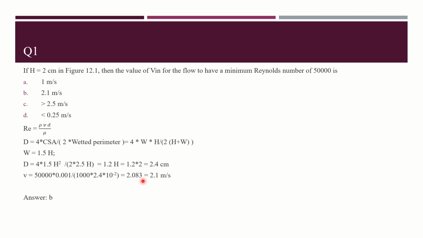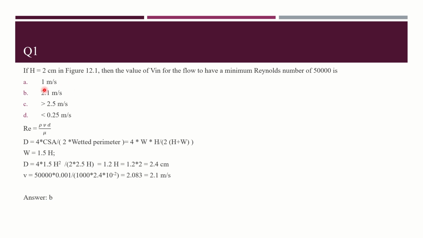So later on, Reynolds number is equal to rho V d by mu. So V is equal to Reynolds number into mu by rho into d. So Reynolds number is 50,000 into mu, that is 0.001, divided by rho into d, that is 1000 into 2.4 centimeters. We are converting it to meter, 2.4 into 10 power minus 2, and we get the value as 2.083, and approximately rounding off gives us 2.1 meter per second. So the answer is option B, that is 2.1 meter per second.